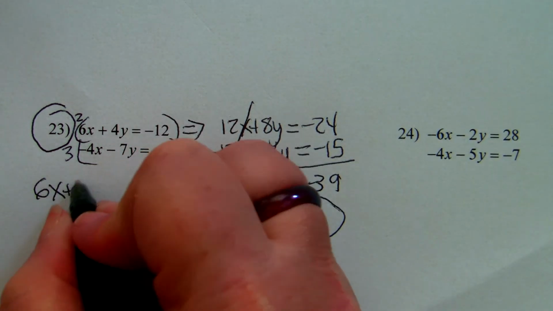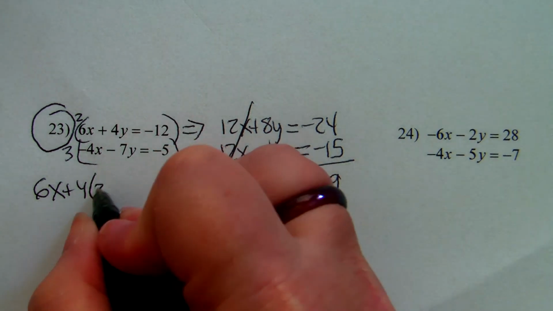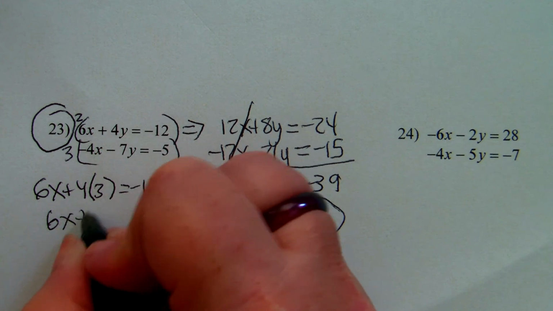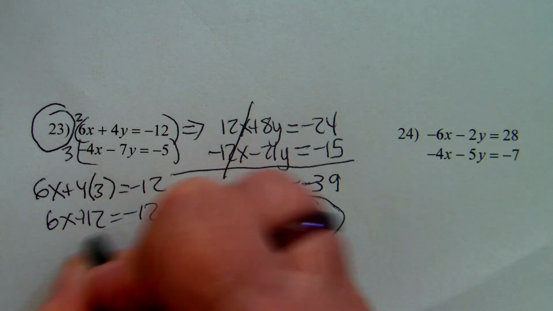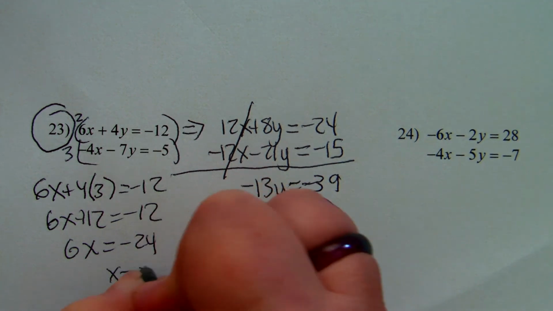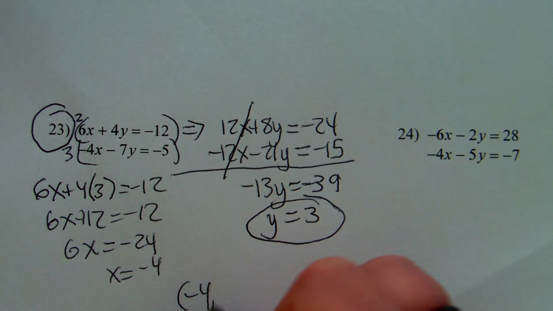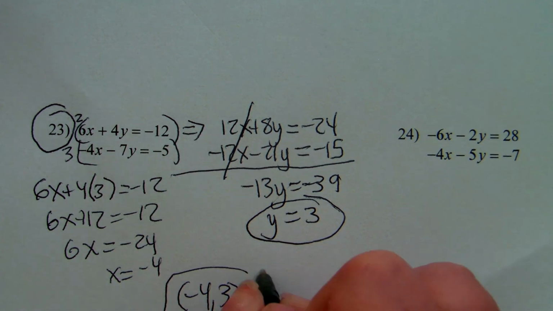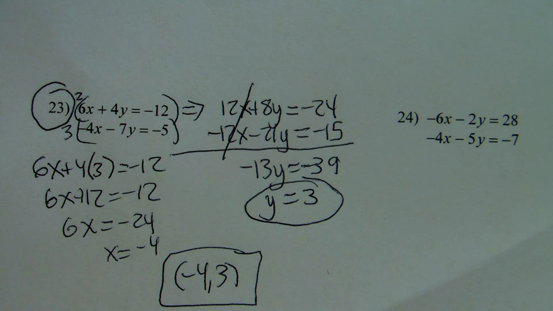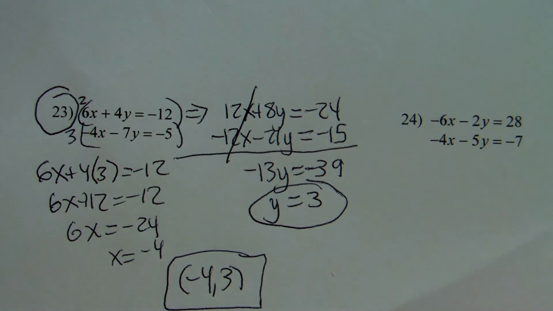Then you substitute back in. 6x plus 4y, with y as 3, equals negative 12. 6x plus 12 equals negative 12. 6x equals negative 24. x is negative 4. (-4, 3), and you could substitute into the original equations to make sure that they come out correctly. So those are the kinds of problems that you'll be doing.